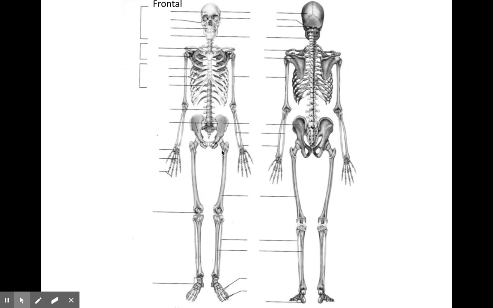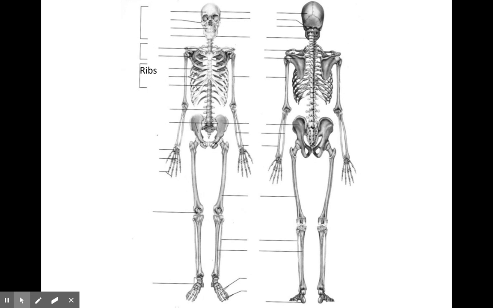Starting from the very top, the line is pointing to the forehead. That's called the frontal bone. Your cheek is considered the zygomatic bone. The upper jaw is your maxilla. Lower jaw is the mandible. The next line is pointing to the collarbone or clavicle. And then the scapula, sternum.